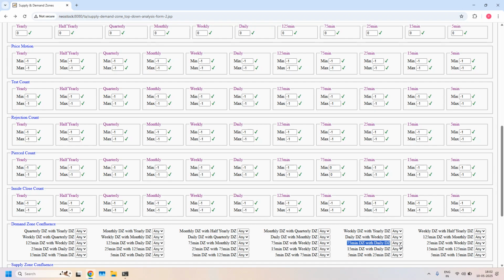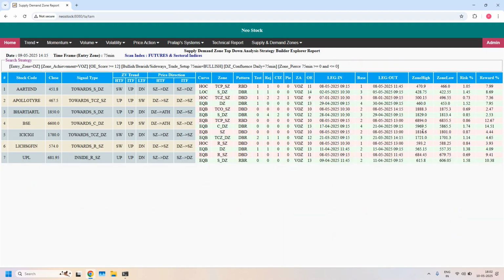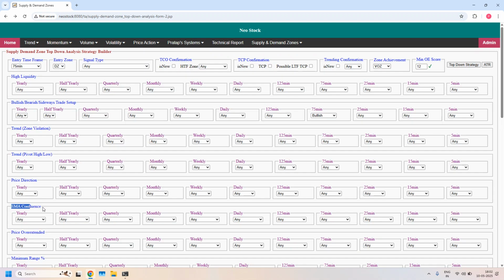So by enabling the filter, out of 7, we got all the 7 stocks. In all the 7 stocks, these 75 minutes demand zones are overlapped with daily demand zones. And daily trend is uptrend in all the stocks, ITF trend. So let's further filter this list based on daily demand zone having daily EMA confluence.